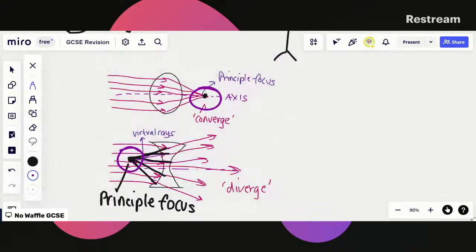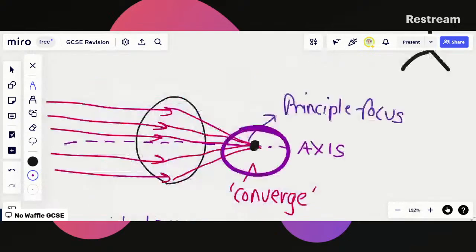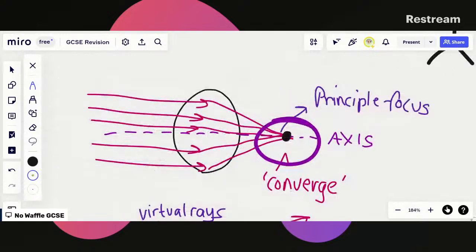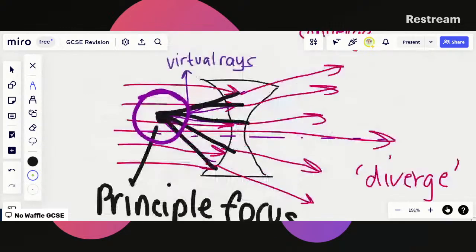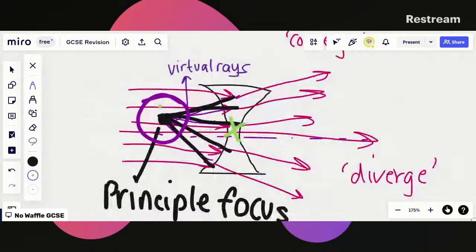Now, another thing: the principal focus on either side of the lens, and the distance from the center of the lens to the principal focus is called the focal length. So the focal length of a convex lens, let's write that in green, is the distance from the center of the lens to the principal focus. And that's what we call the focal length. Here it's the same thing: it's the distance from the center of the lens to the principal focus, and that's what we call the focal length.